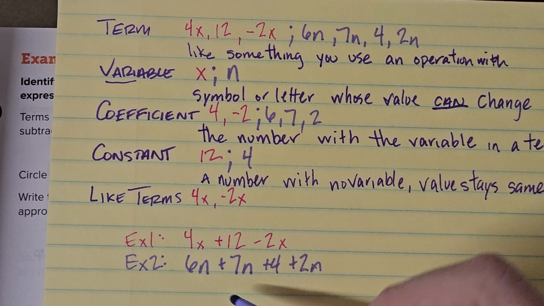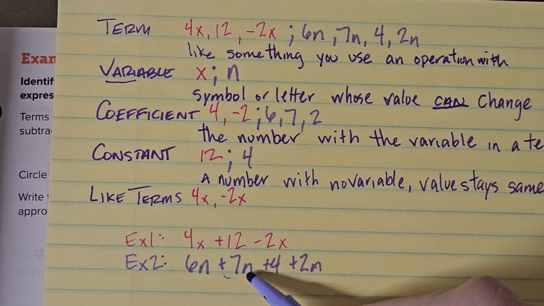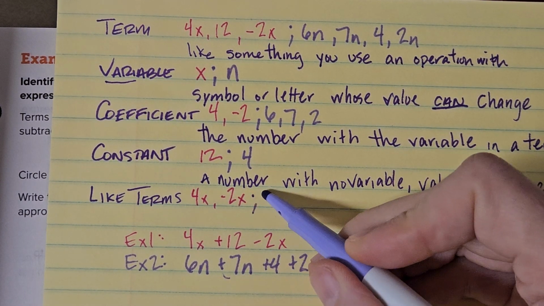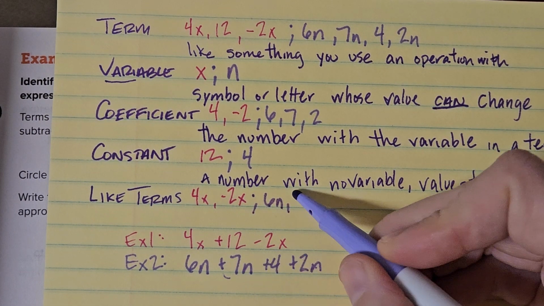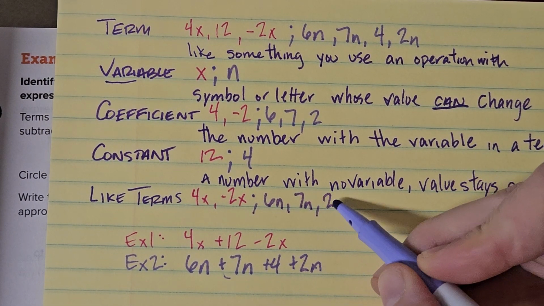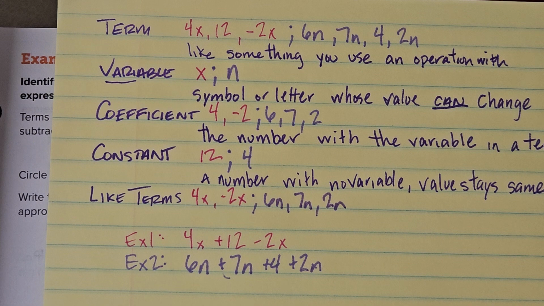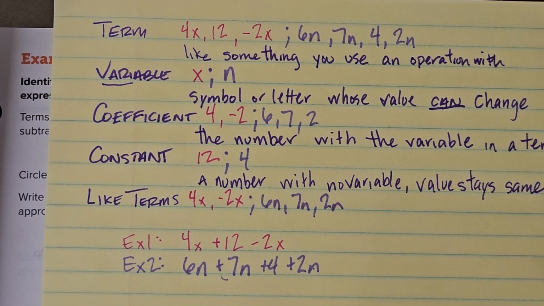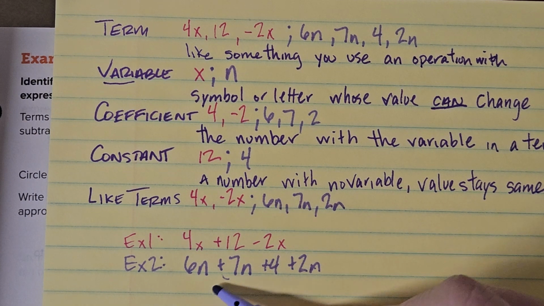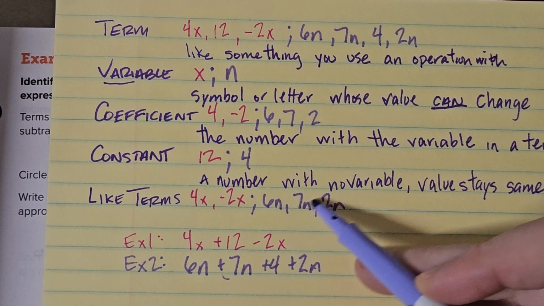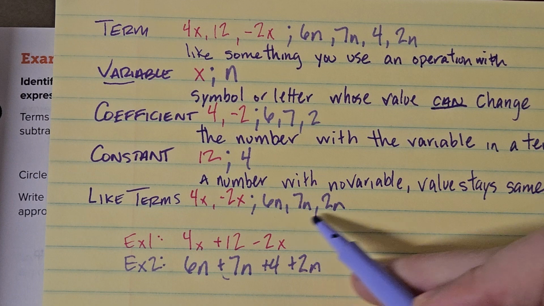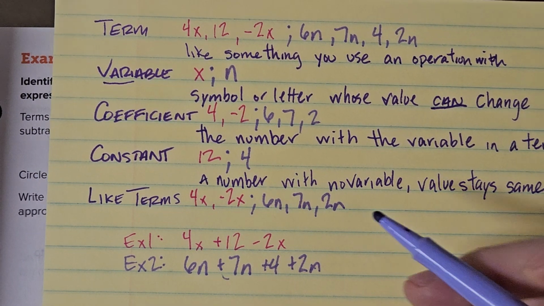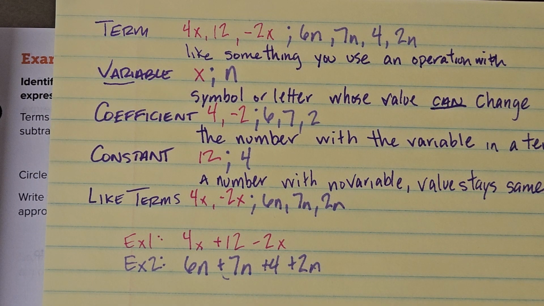And then like terms. Well, all these things that have n's, 6n is like 7n is like 2n. How do you figure out like terms? Well, think of the n as like an actual little tiny n you could hold in your hand. And if you had 6 of them and you added 7, now you'd have 13. If you add 2 more, you'd actually have 15 n's. That's what that means.